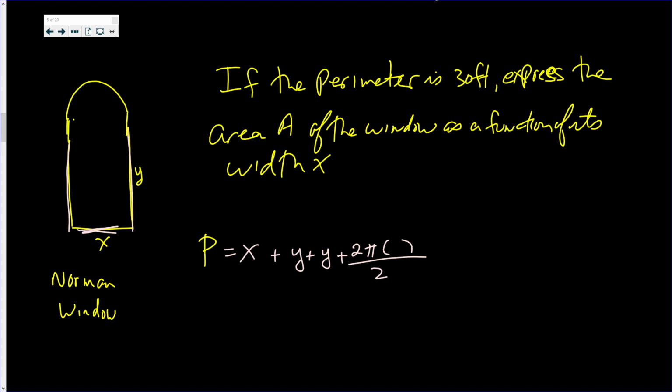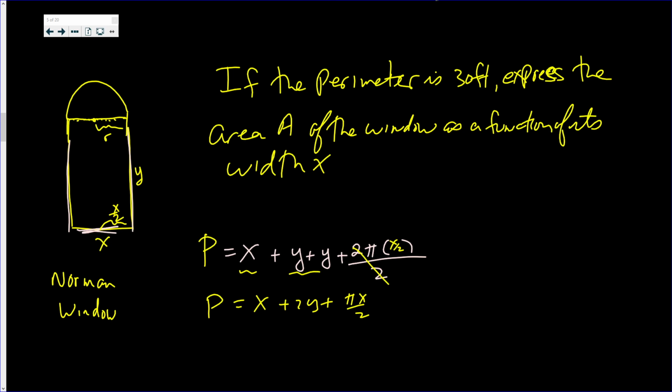So, if we draw this just to make life easier, that's the radius. The whole thing is the diameter. The radius is half of x, x over 2. Coincidentally, those x's cancel out. Those 2's can cancel out. So we have P is x plus 2y plus pi x over 2.